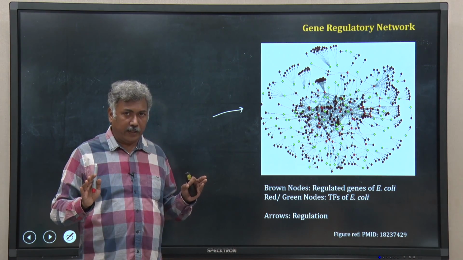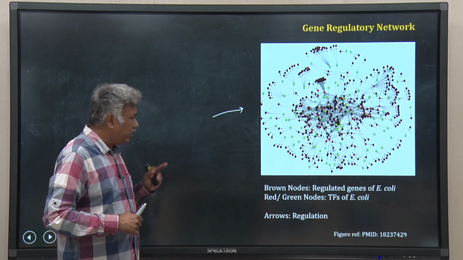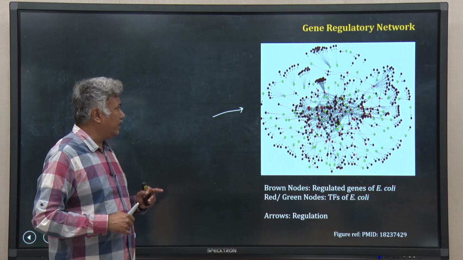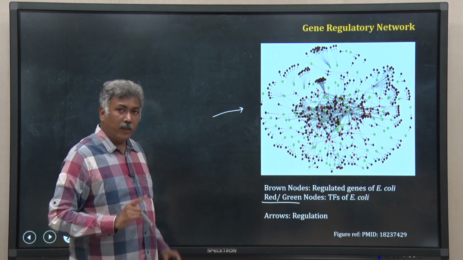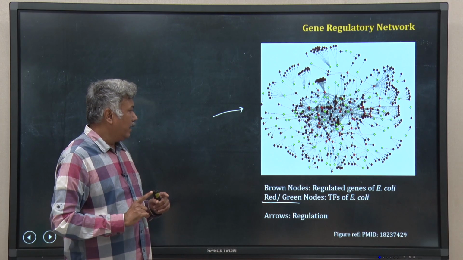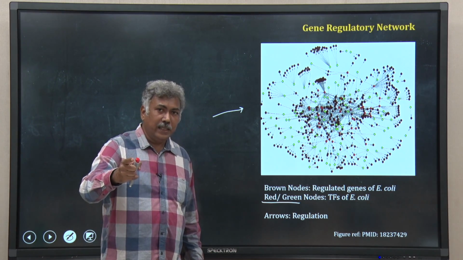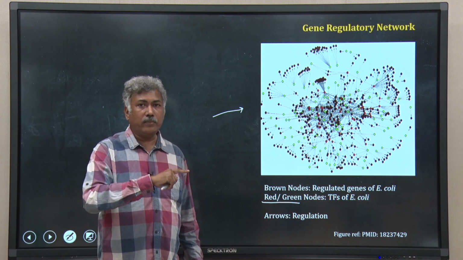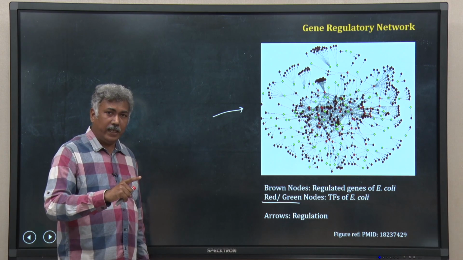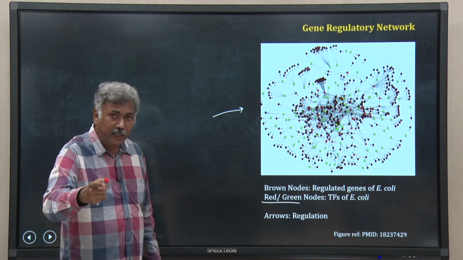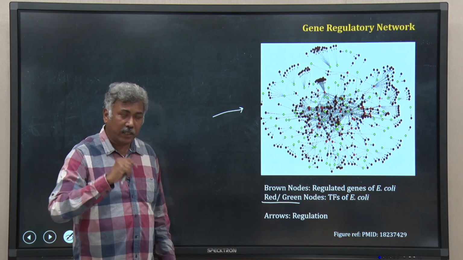They are not transcription factors. These are genes which are controlled by transcription factors, and those genes which are transcription factors in this diagram are either red or green. What is the difference between red and green here? The green nodes are transcription factors who control others, but are not controlled by some other gene. Whereas a red transcription factor is a transcription factor which controls other genes, but at the same time is also controlled by another transcription factor.